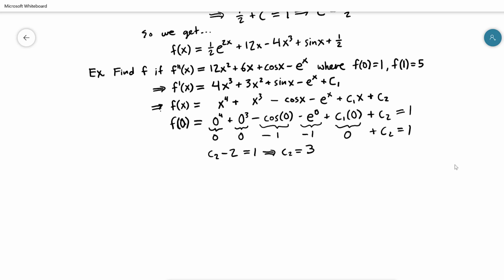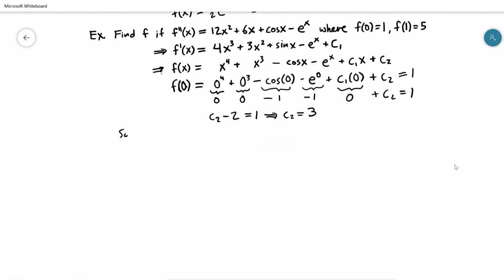So now we have that f of x, we've solved for one of the constants. f of x is now x to the 4th plus x cubed minus the cosine of x minus e to the x plus c1x, because we haven't solved for c1 yet, plus c2, which we just found is 3. So that's what our f of x currently looks like.